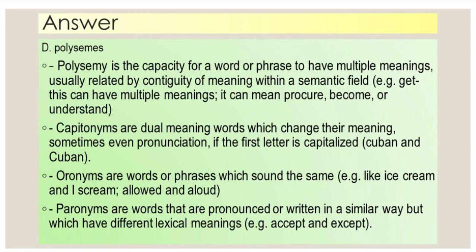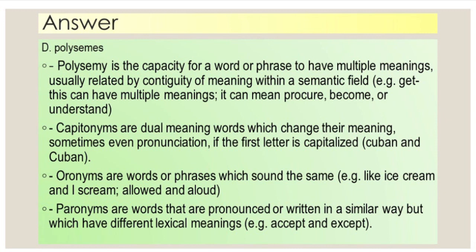Cuban with small letter c and Cuban with big letter C. Cuban with small letter c refers to the shape of a cube, while Cuban with big letter C refers to a citizen of Cuba. Oronyms are words or phrases which sound the same.